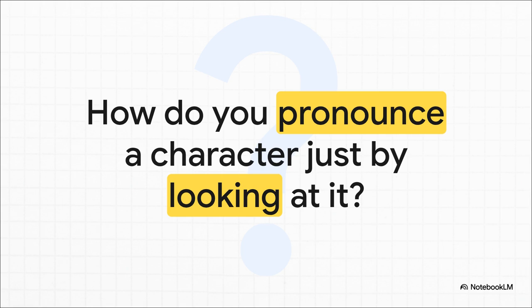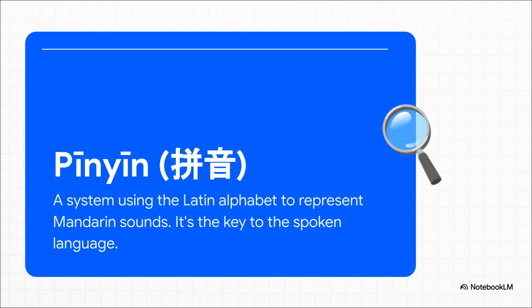That is, until a truly genius system came along. And that system is called pinyin. You can think of it like a bridge. It uses the same alphabet you and I are using right now to spell out Mandarin sounds. It's not about writing Chinese in a new way. No, it is the absolute key to speaking it.